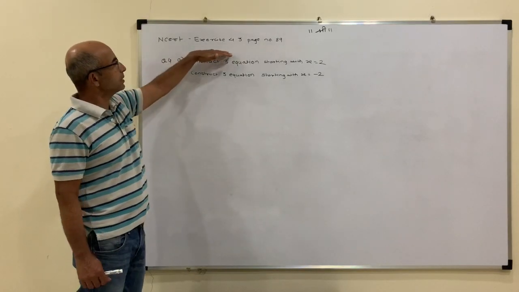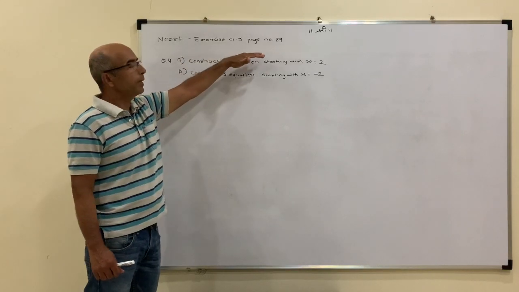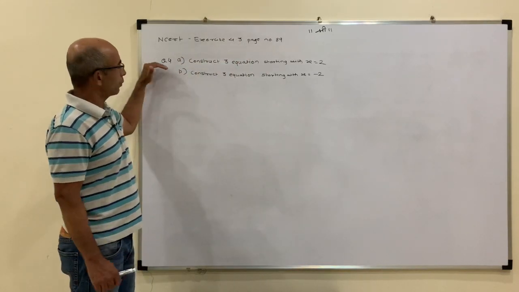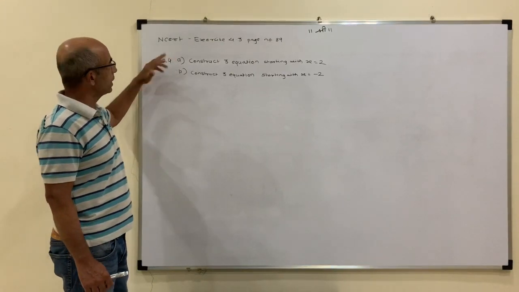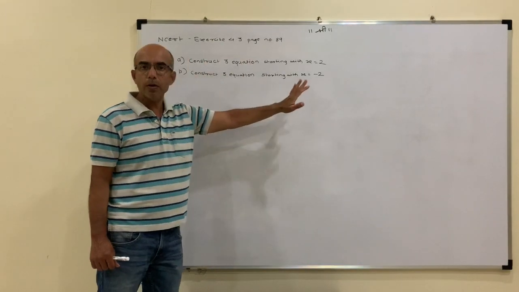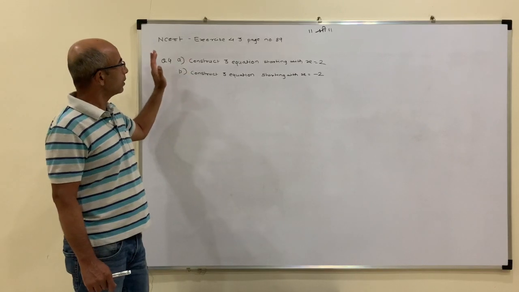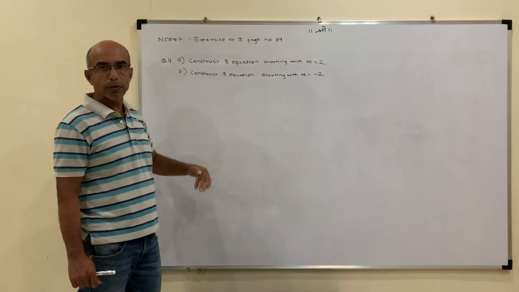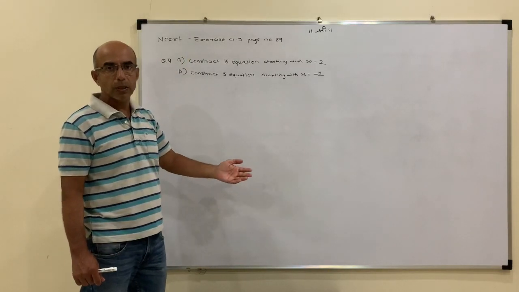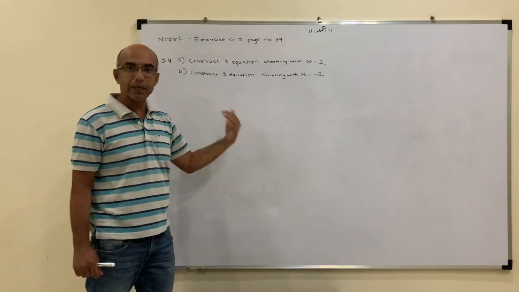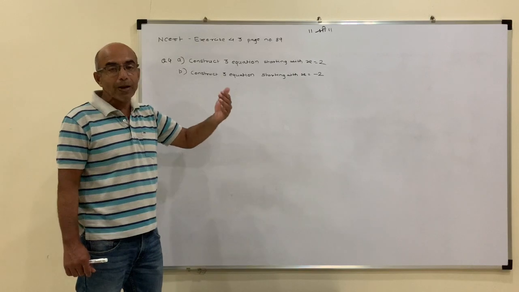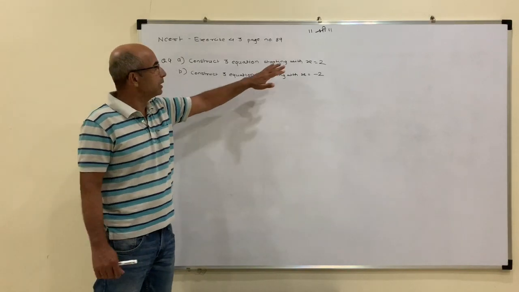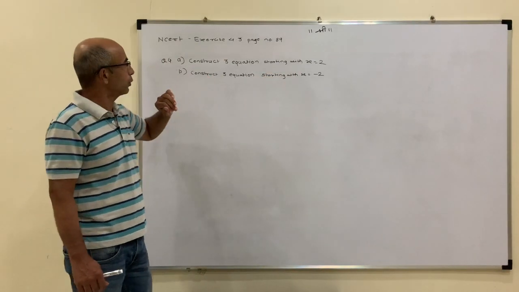Now exercise number 4.3, page number 89, question number 4. Now these A and B questions, I have written the question over here. You can pause the video and solve the questions. We may not have the same answers because we are constructing an equation. You may have a different equation which satisfies the value of x equal to 2.